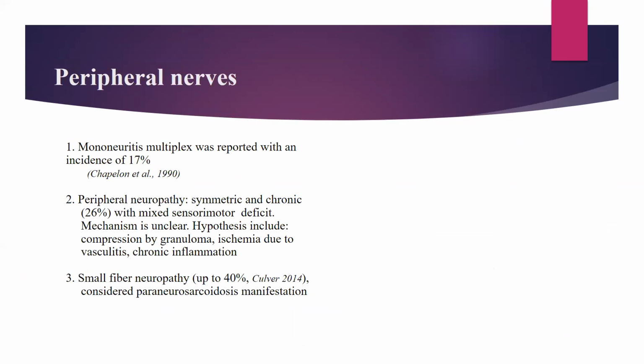Moving to peripheral nerve, both the small and large fiber can be affected by sarcoidosis. Could be sensory, could be motor, or could be sensory motor nerves affected. The most common presentation is an asymmetric or chronic peripheral neuropathy, which is mixed sensory and motor. Peripheral neuropathy can also be seen somewhere in between 10 to 25% of cases.